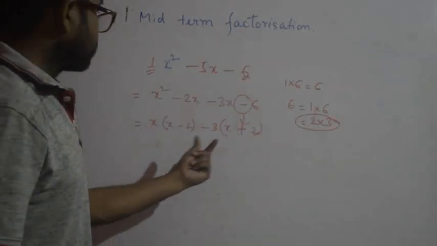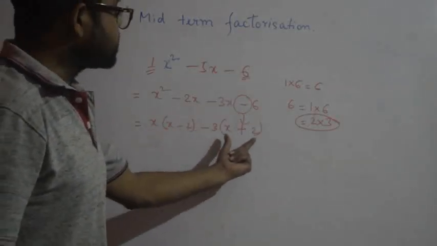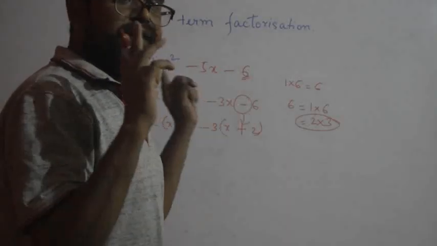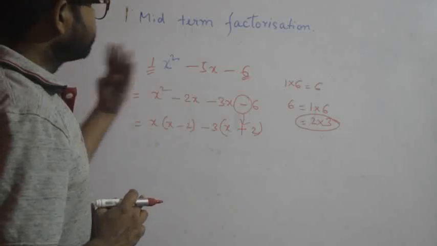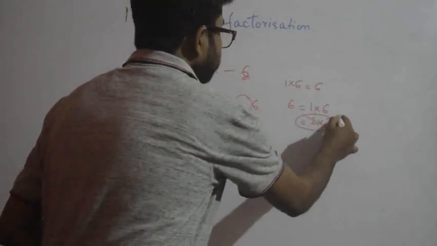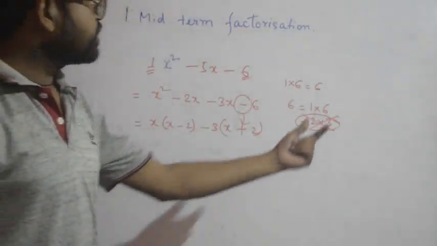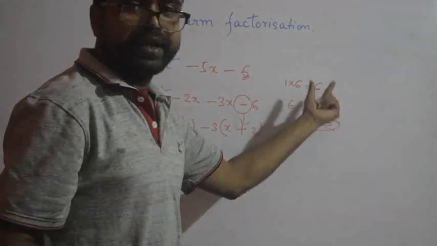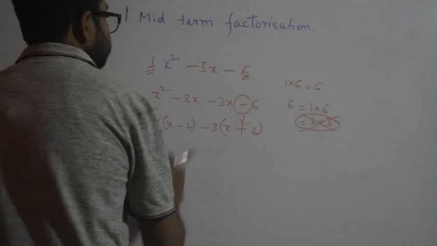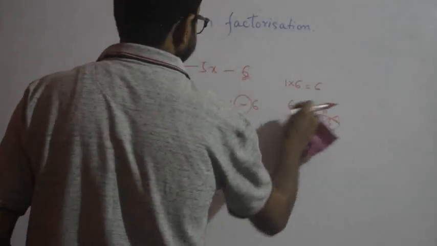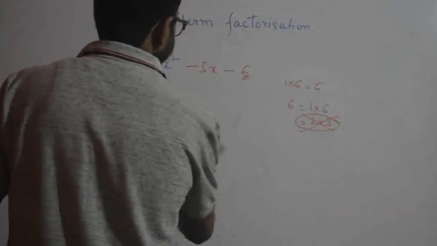But look here, this is x minus 2 and this is x plus 2. And it cannot be, because this part has to be common. So that means this pair is not applicable to our question. So the other pair remaining is 1 and 6. And the difference of 1 and 6 is 5. And since this is minus 5, we have to write minus 6 plus 1.